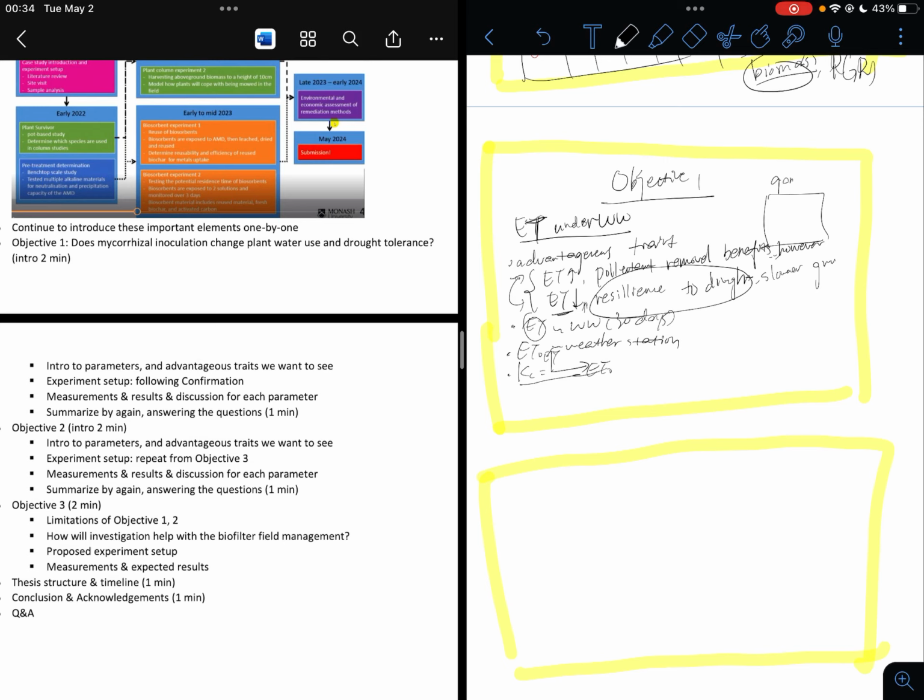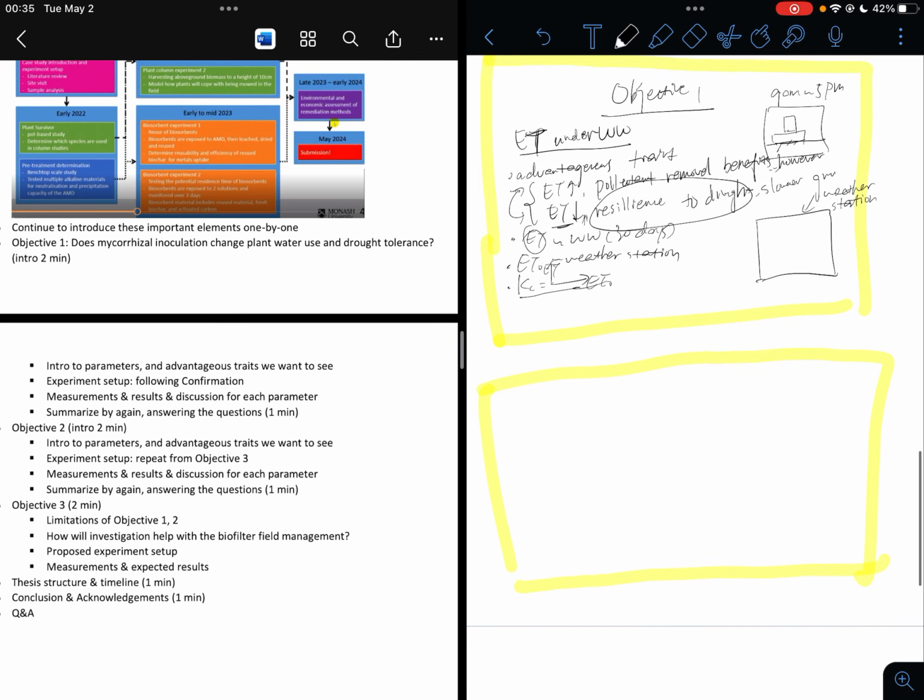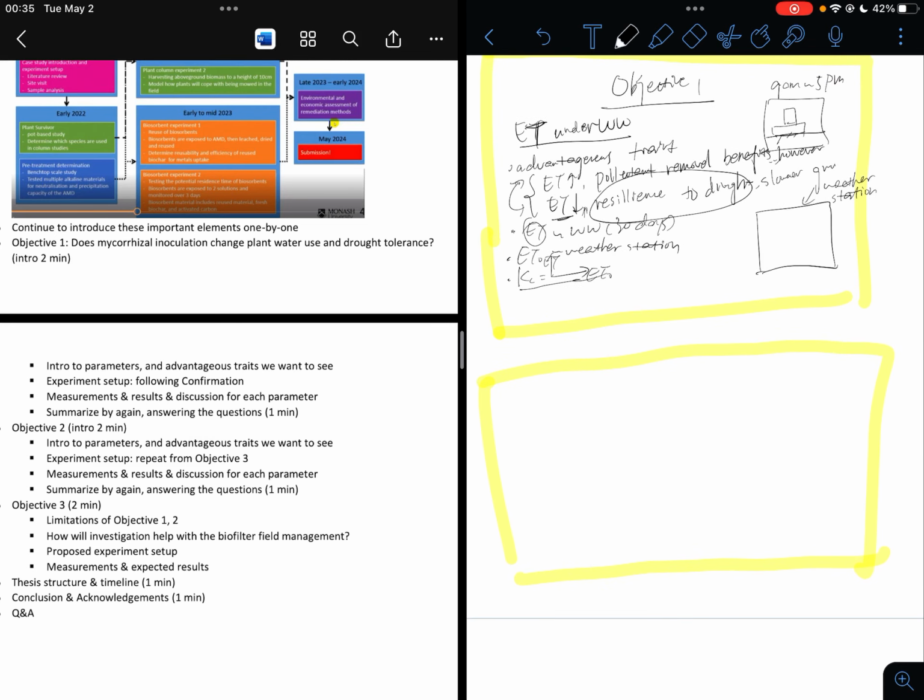So we go in the morning, 9 a.m. to 5 p.m., and then just put a photo of the plant sitting on a scale. And then you can also take a photo of the weather station here. And next we show them the data. So you can have the results here, and that carries on objective one.